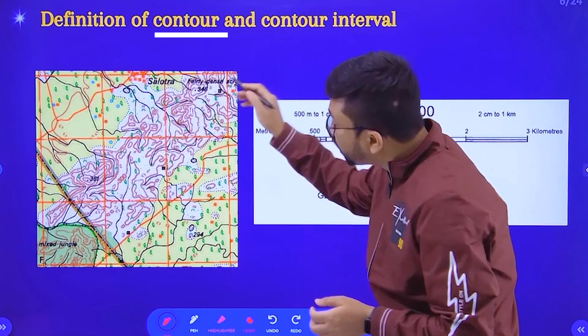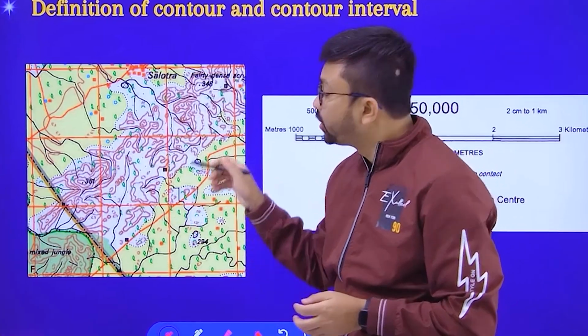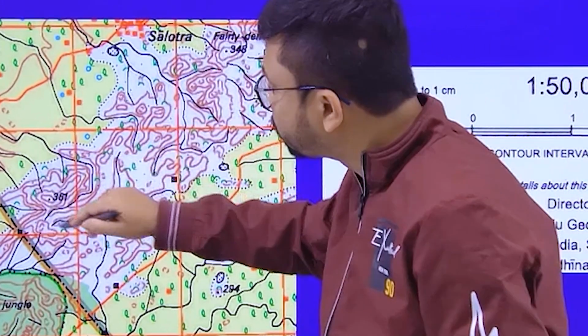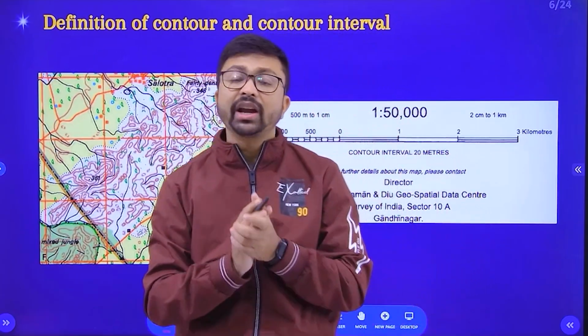You will see in the topographical map there will be many brown color lines. Basically those are the contour lines. Now the question will be there: define contour.